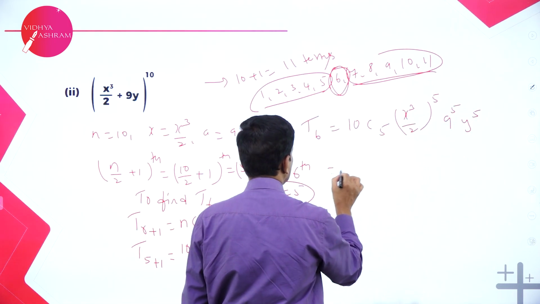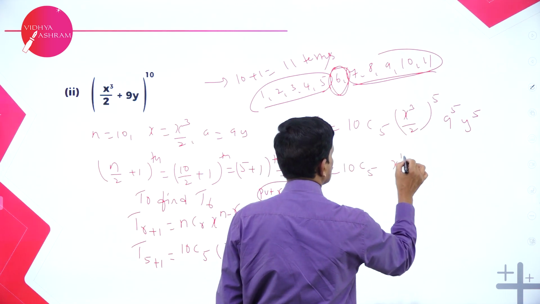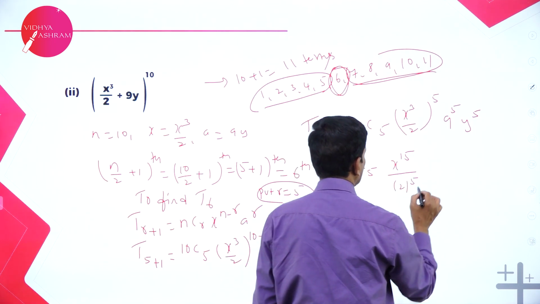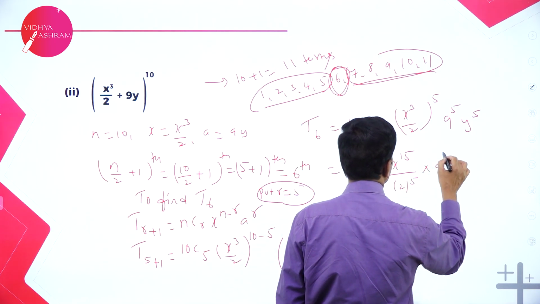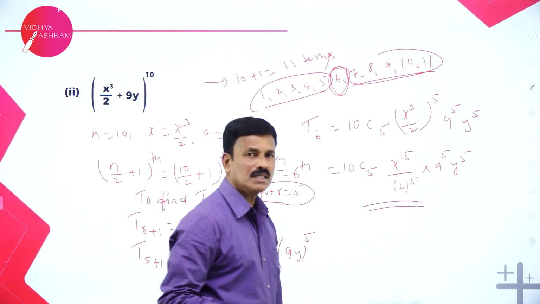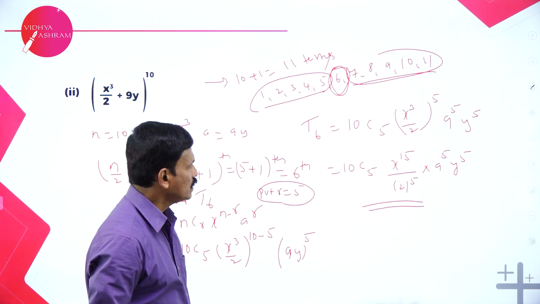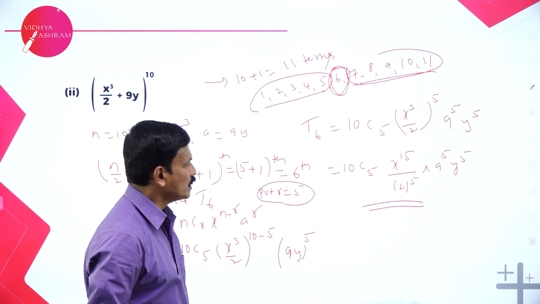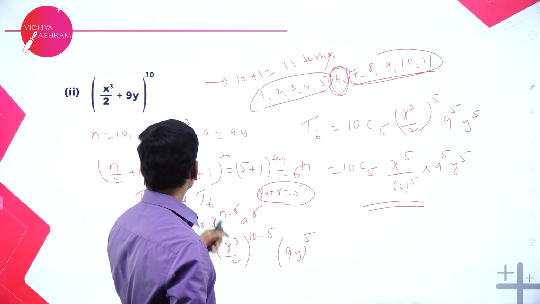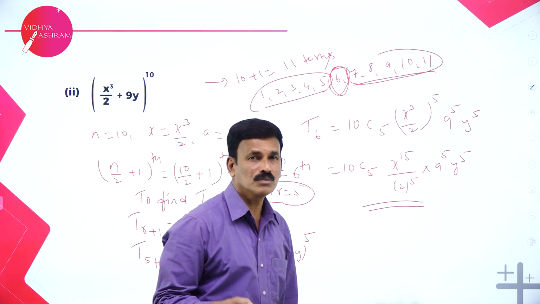So therefore the middle term is 10C5 x to the power of 5 times 3, which is 15, divided by 2 to the power of 5, into 9 to the power of 5 into y to the power of 5. This is the middle term. That's it. So 10C5 x to the power of 15 divided by 2 to the power of 5 into 9 to the power of 5 into y to the power of 5 is the middle term in the expansion of (x³/2 + 9y) to the power of 10. That's it. Hope you followed.